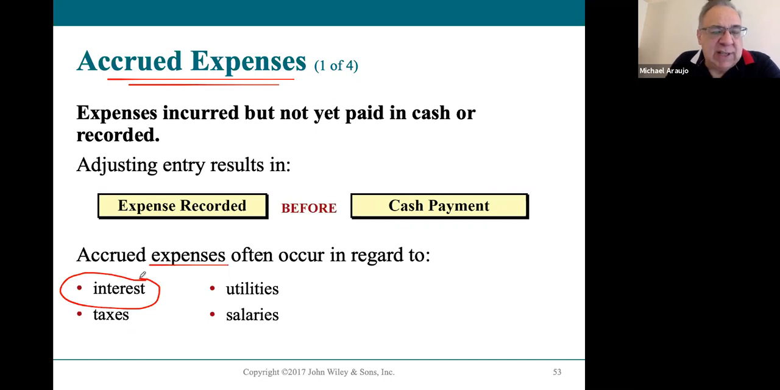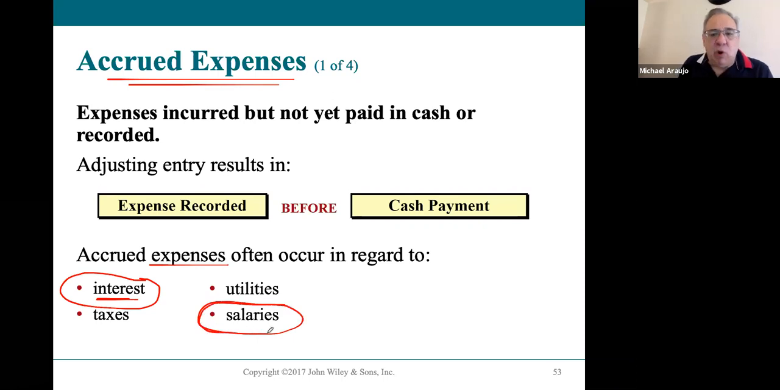The amount of interest that we can expense on certain notes payable. Remember, we don't actually pay the interest on notes payable until we pay the note back, because that's how notes payable work, right? But that doesn't mean that interest isn't piling up every day. So we're going to want to expense the interest in the month that the interest occurred, but we're going to say we're going to pay that later. Okay. The same is true with salaries, right? You might be working in the month of October, but your payday is not until November.